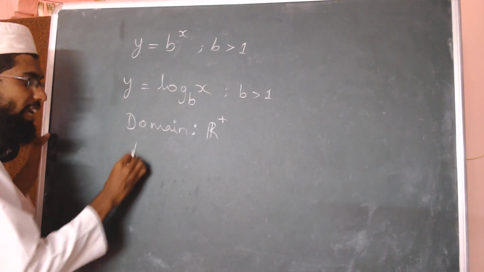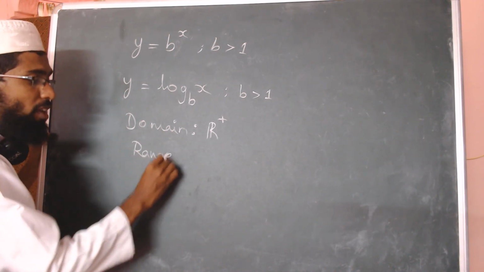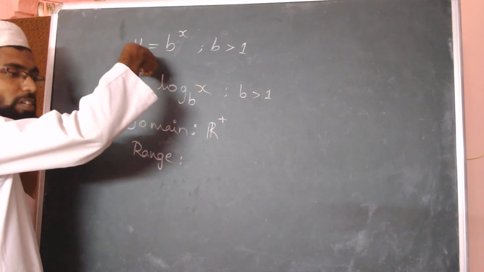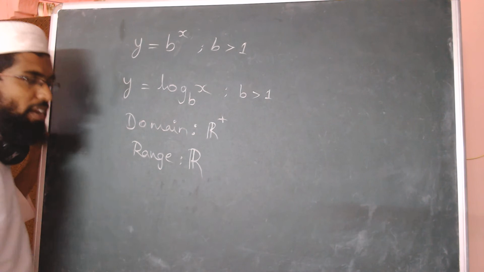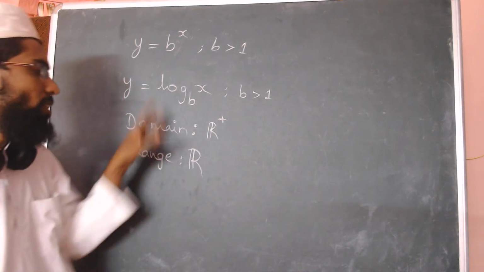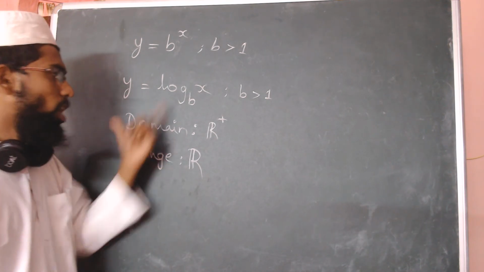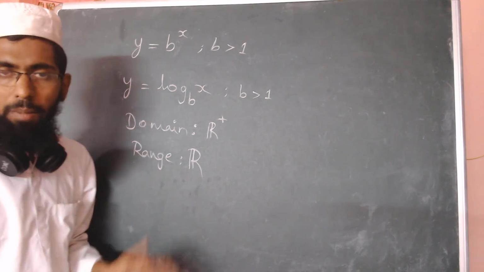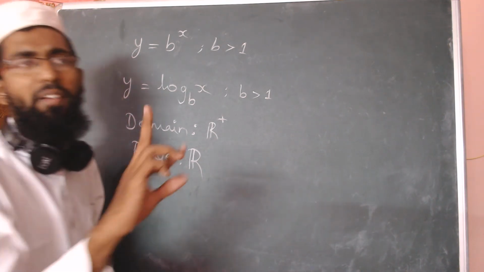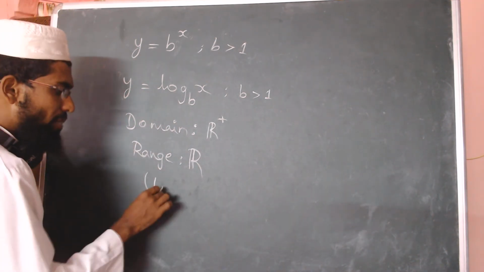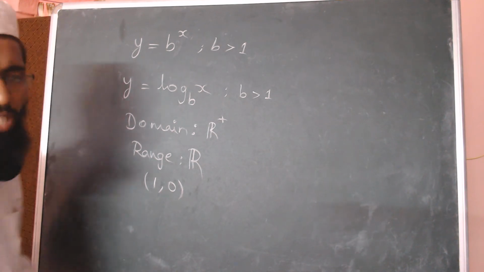And what is the range of the logarithmic function? The range of the logarithmic function is the domain of the exponential function. The domain of the exponential function is the entire set of real numbers. So the domain of the logarithmic function is all positive real numbers, and the range of the logarithmic function is all real numbers. The common point also has to shift. There 0, 1 is the common point; here 1, 0 is the common point.